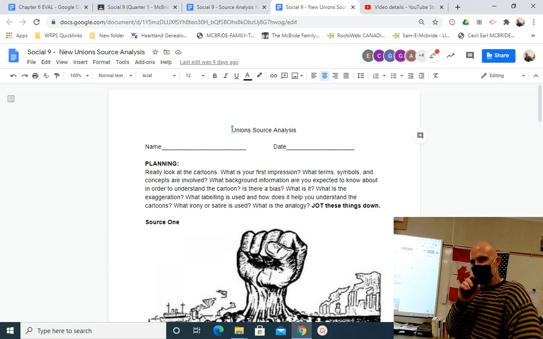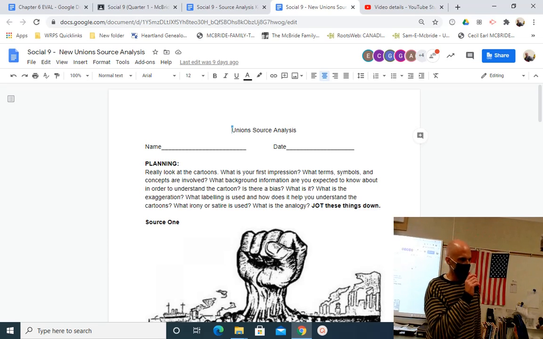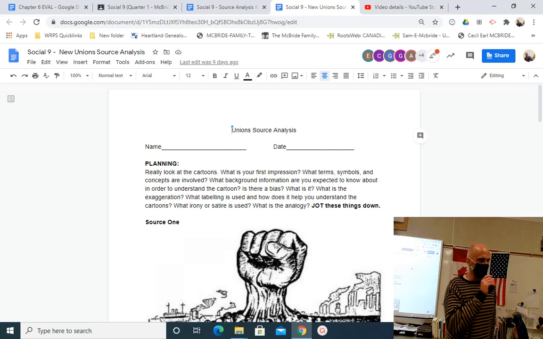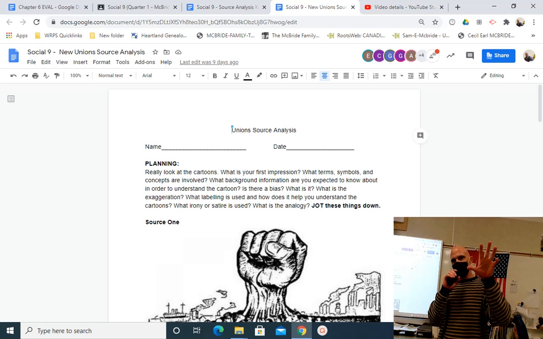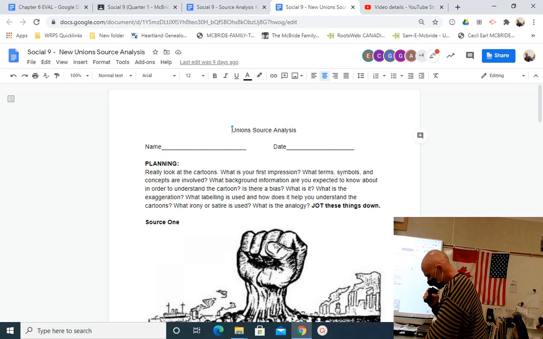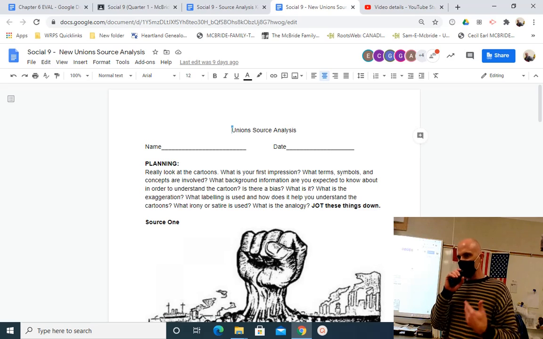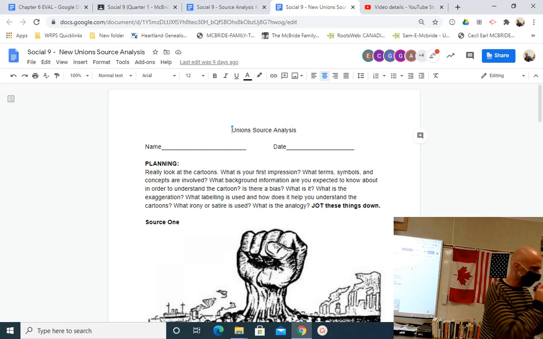So what we need to do, one of the skills required in social studies, is source interpretation. So we need to be able to look at a source and what we call unpack it. And then try to look through the clues and figure out if there's an opinion about something there.